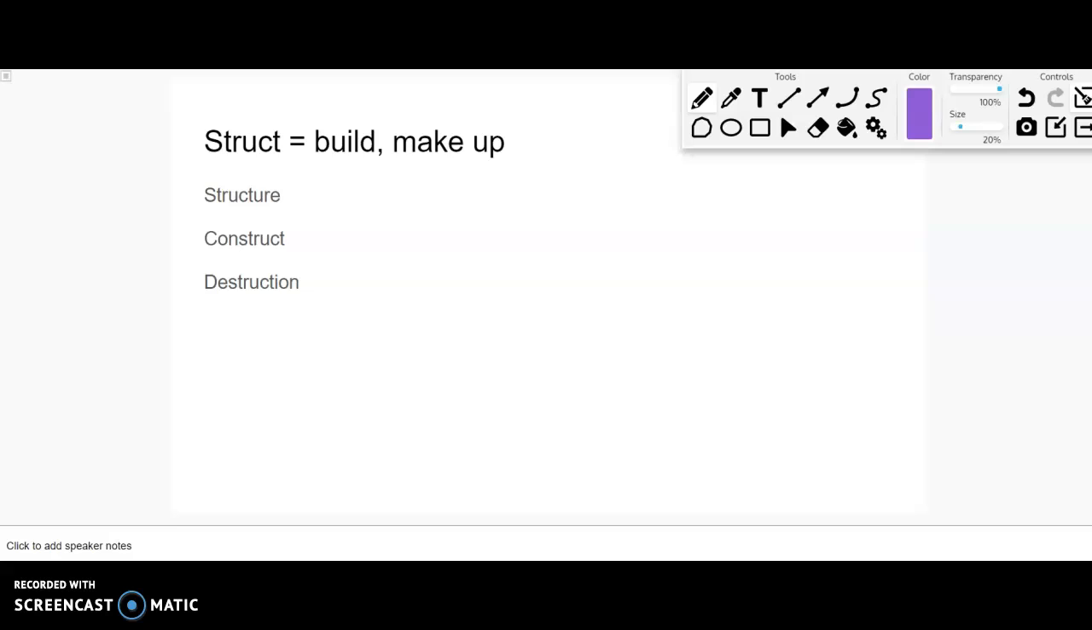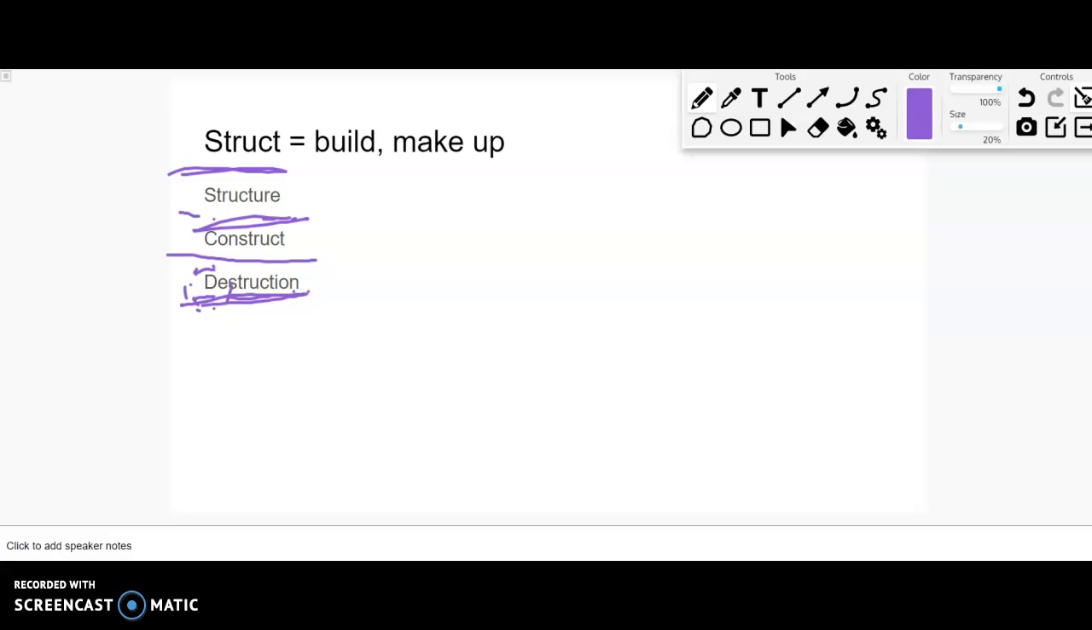And then the last one is struct. This one is a little more straightforward, means to build or make up. So a structure is something that is built. A building, a house is a structure. Even something you were to build out of Legos, you could call it a structure. Construct means to build something, to put it together. Now, destruction, again, has to do with that prefix de, which means the opposite or not. So you're destroying something, you're not building it. You're doing the opposite of building it, or tearing it down.